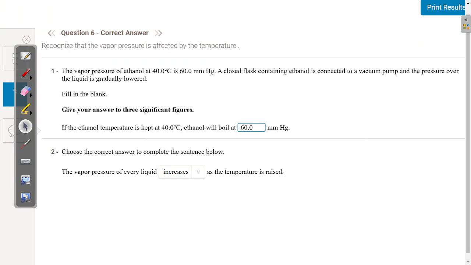Okay, for this you have to know that when a substance reaches the boiling point, the vapor pressure will be equal to the atmospheric pressure, or just the normal pressure outside of the liquid. So here they gave you the vapor pressure is 60. So for it to boil, you need the atmospheric pressure to be 60. So just 60. And the vapor pressure of every liquid increases as the temperature is raised. Yes, this is to memorize, you have to know this.